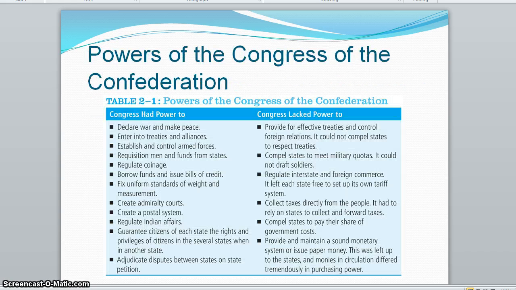And here are some of the powers of the Congress of the Confederation. You can see the powers they had, the powers they don't have. You can review those on your own schedule.